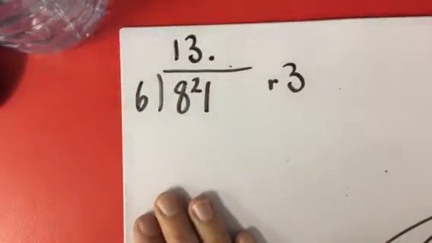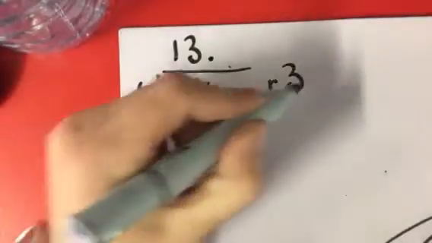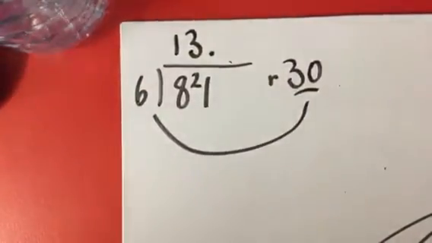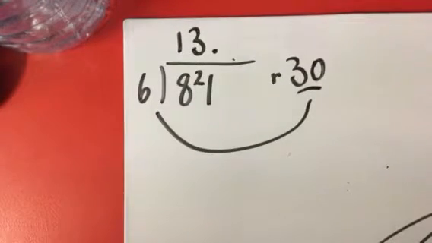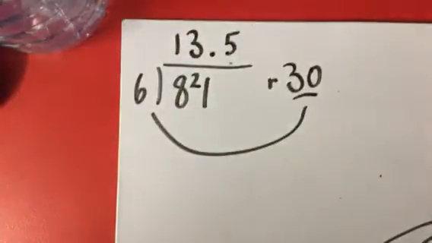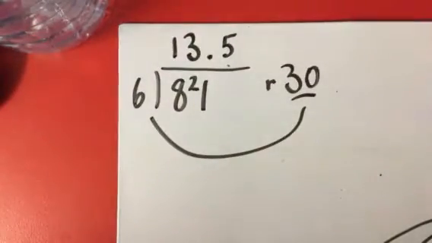Okay, so 3 things. Decimal point, add a 0, and then the question is, how many times does 6 fit into 30? And it fits 5 times. Are there any remainders, or does it fit into 30 evenly? It fits in evenly. So that's it, 13.5.